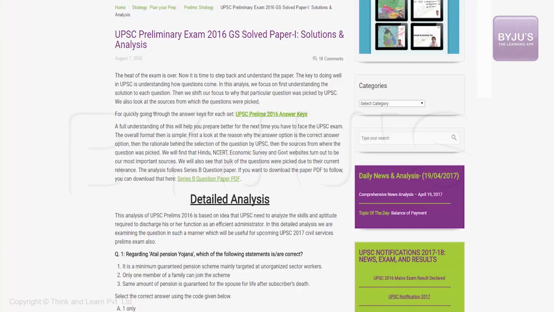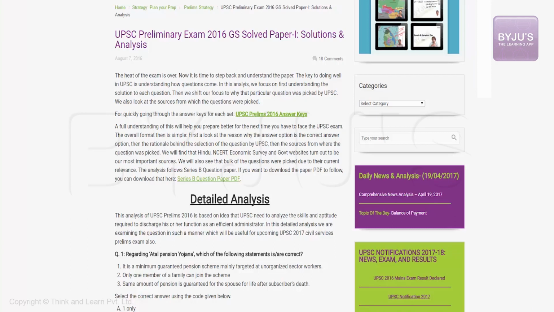But because the options are a bit tricky, nobody will remember this much about a scheme. So then it might become a bit difficult. So I would suggest this is a category B question in which you are familiar but not that familiar. So you might have to eliminate a bit. Now if you look at the first option, it's a minimum guaranteed pension scheme mainly targeted at unorganized sector workers. Sounds reasonable. Only one member of a family can join the scheme. Not sure. The same amount of pension is guaranteed for the spouse for life after the subscriber's death.